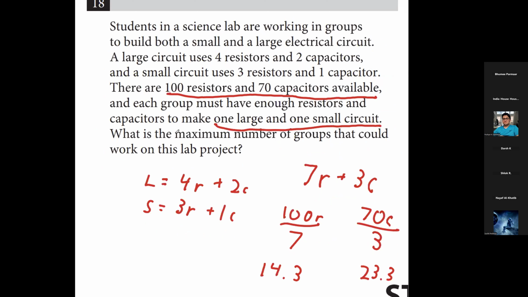Well, it says what is the maximum number of groups that can be made to work on this project? That would just be the lower of these two numbers, which would be 14.3. But the thing is, you can't have 0.3 of a group. You can only have one group or two groups or three groups. So it has to be an integer number. So in this case, we would round down, which would get us 14 groups.